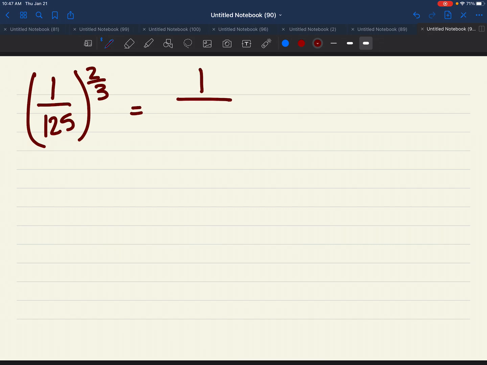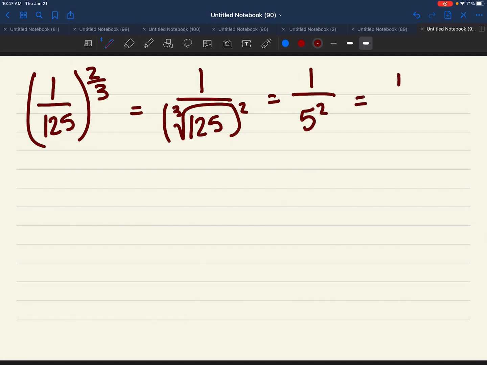What would you do on the bottom? 125 to what root? 3. And then you would square it. Okay? What's the cube root of 125? 5. So I have 1 over 5 squared, which would be equal to 1 over 25. Okay? So it's the same idea. The only reason we don't do anything to the 1 is because we know that's not going to change. All right?